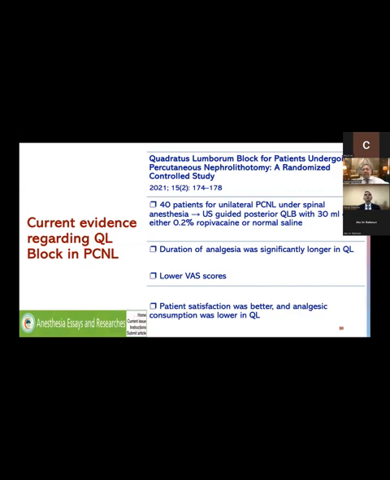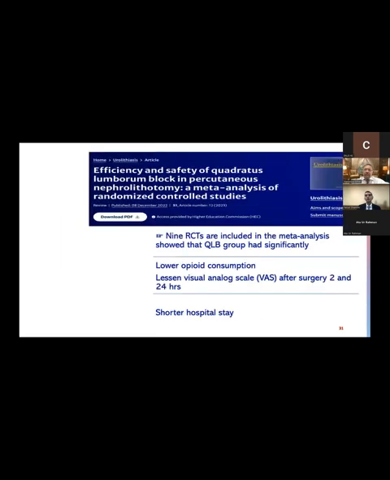Again, on the quadratus lumborum block for patients in percutaneous nephrolithotomy, a randomized control study was published in Anesthesia Essays and Researches in 2021. 40 patients for unilateral PCNL under spinal anesthesia received ultrasound guided posterior QLB with 30 ml of either 0.2% ropivacaine or normal saline. Duration of analgesia was significantly longer, VAS scores were lower, patient satisfaction was better, and analgesic consumption was lower in the QL group.